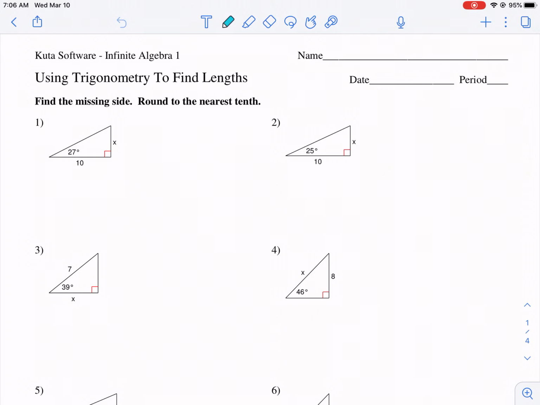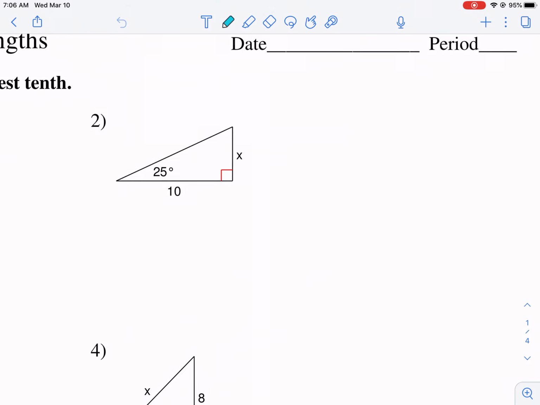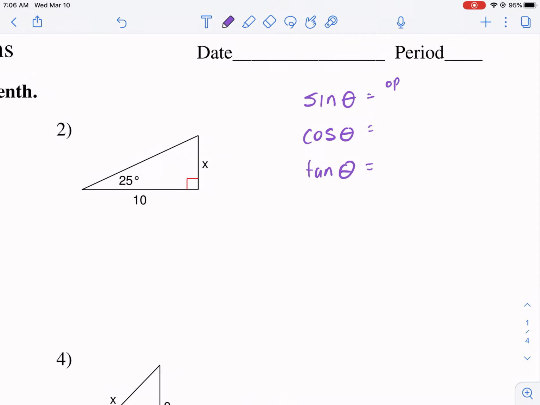We're doing trigonometry to find lengths, and we're talking about right triangles when we're talking about trigonometry. Now, I'm going to briefly go over sine, cosine, and tangent. If you already know it, skip this section, just fast forward a little bit. If this is too fast for you, I would suggest going back and watching my other videos on trigonometric ratios. But otherwise, we're going to jump right into it.